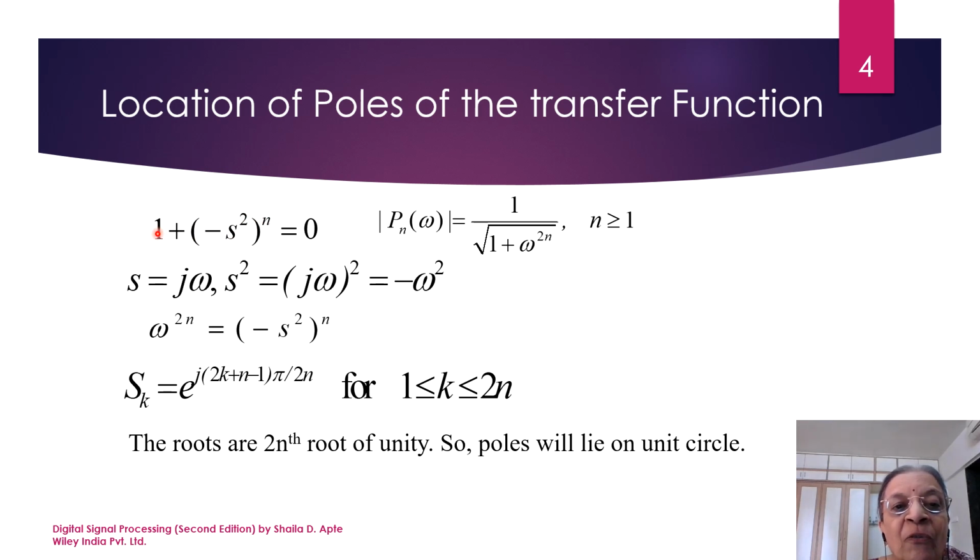The nth roots of unity will definitely lie on the unit circle. These are supposed to be the pole locations, and they lie on the unit circle. So the poles we can write as s_k is e raised to j(2k minus 1 plus n) into pi divided by 2n. Because for the nth order, we have to write the corresponding poles separately. These are the roots.